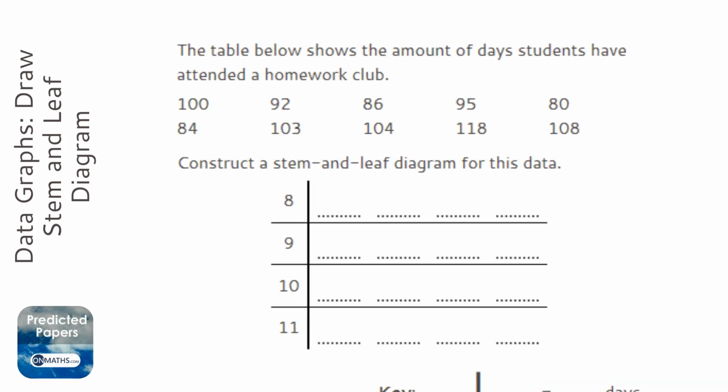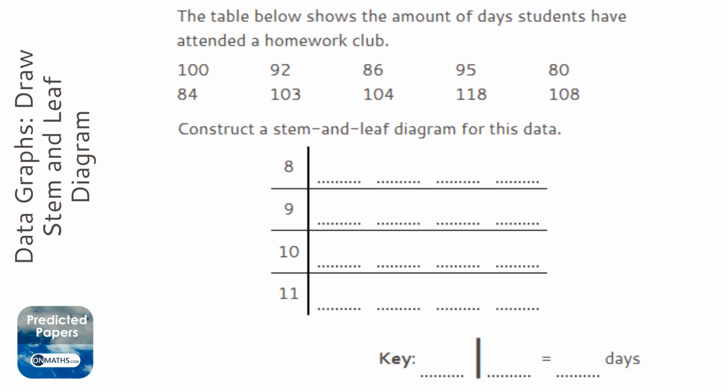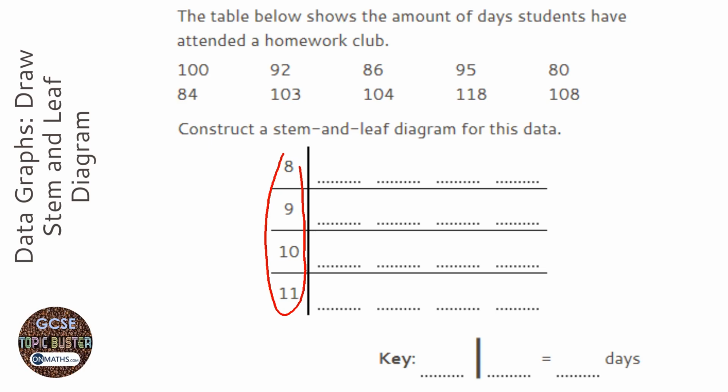So there's three things you've got to do with a stem leaf diagram. The first one is fill in the numbers into the stem leaf diagram. Second one is to order them, and the third one is to make sure you write a key. So the basics of stem leaf diagrams is your tens, and sometimes units, but on this one tens will go here.